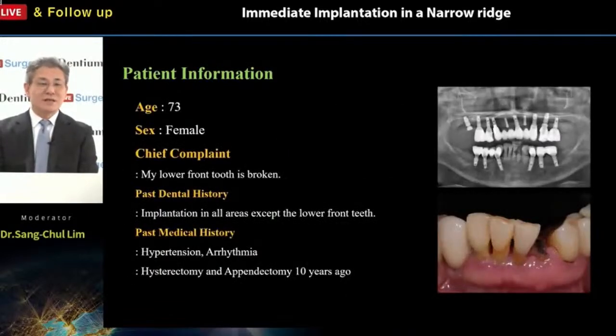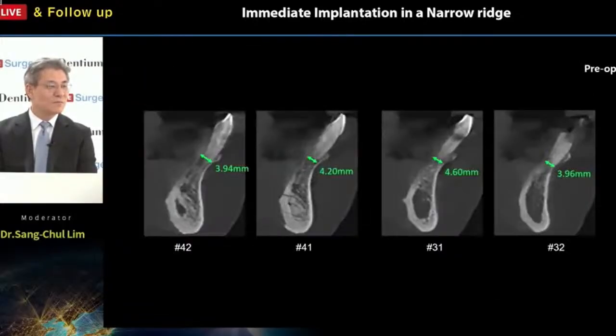A 73-year-old female patient was prepared for surgery. Her chief complaint was, "My lower front tooth is broken." Past dental history: almost everything was done by implant surgery, except the lower anterior area. Past medical history: hypertension and arrhythmia, and the surgery was done 10 years ago.